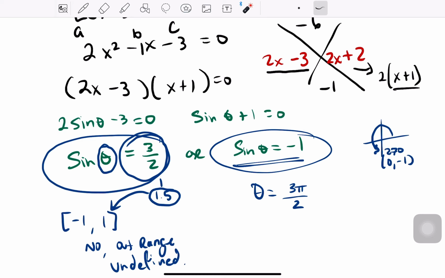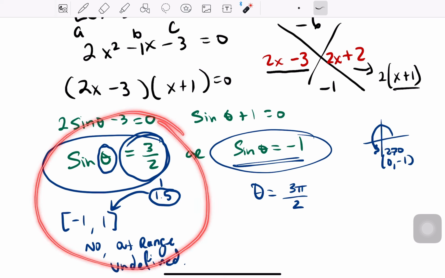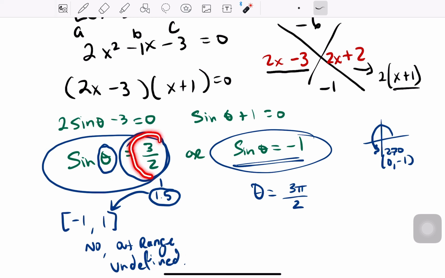There's nothing else to this, but one thing I do want to shine a little light on is this part here. Be careful when the 3 over 2 doesn't necessarily make sense. It's probably because of this part here.